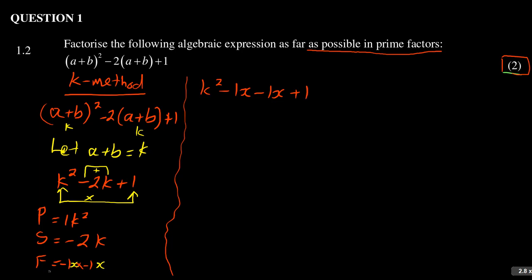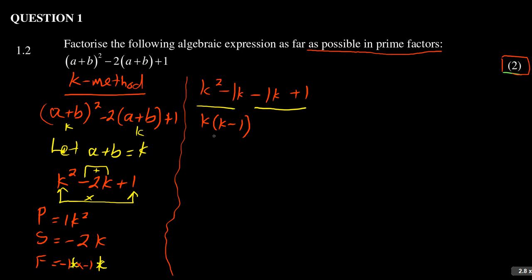Actually it's not x in this case. I'm making an error. It's k. So it's k squared minus 1k minus 1k plus 1, because it's the K method. So here I'm supposed to have a k and a k. So the next thing, k is common in the first two terms, as you can see, k squared minus 1k. So if I look at the first two and look at the last two, in the first two, k is common, which is k minus 1.